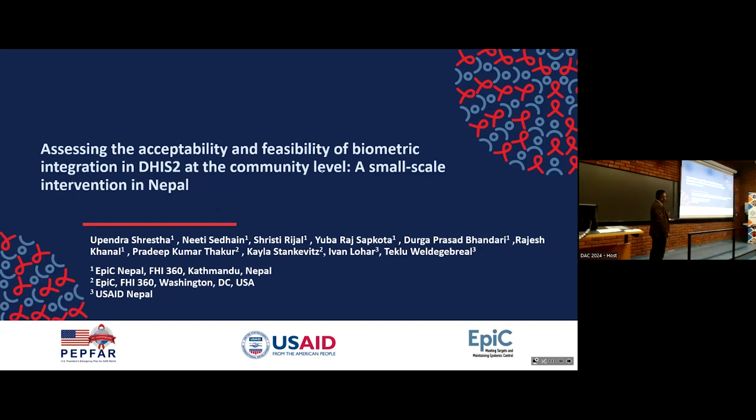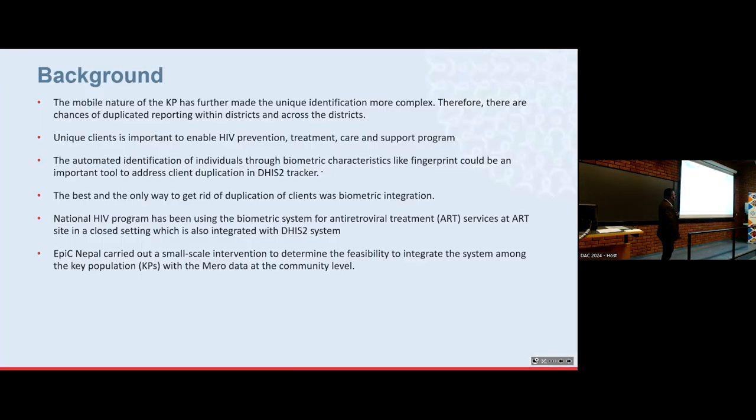On behalf of my team members, I'm going to present our piece of work on assessing the accessibility and feasibility of biometric integration in DHIS2 at the community level. Nepal is experiencing a concentrated epidemic of HIV. The HIV prevalence is high among certain key populations, such as female sex workers, men having sex with men, and transgender people. FHI 360 in Nepal mainly works with these populations.